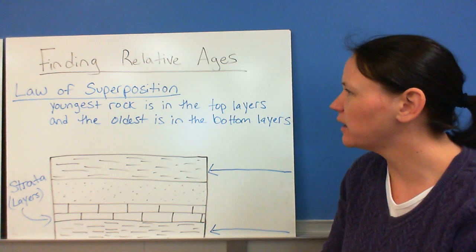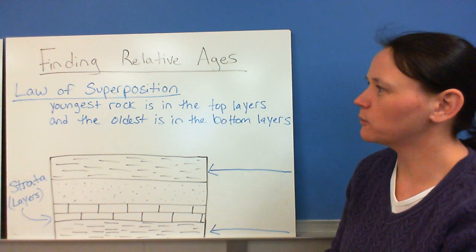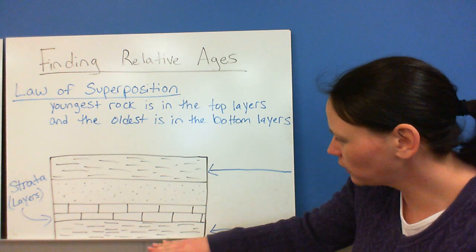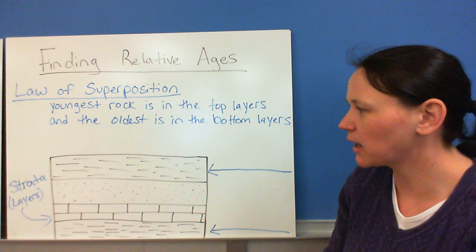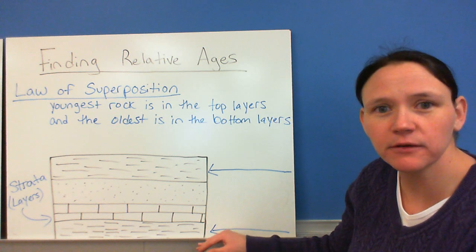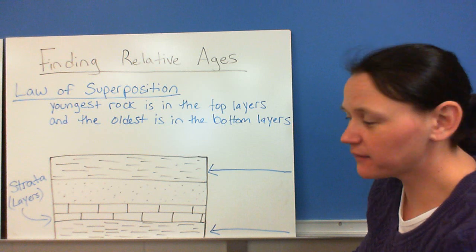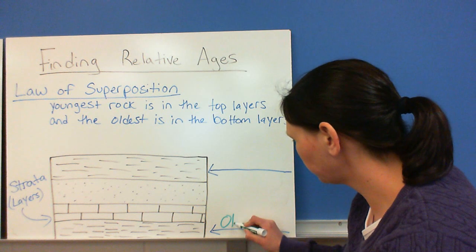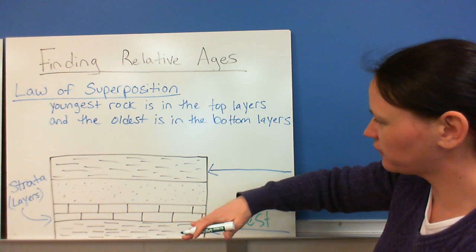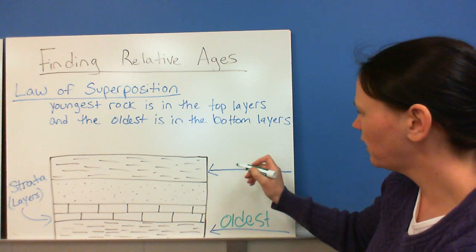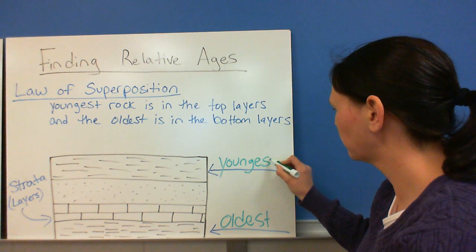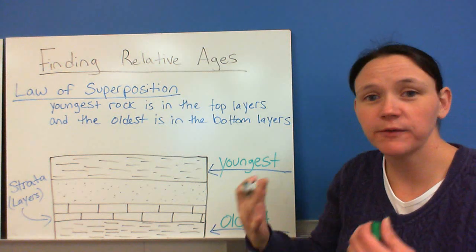And the first thing right here is the law of superposition, okay, which says that the youngest rock is in the top layers and the oldest is in the bottom. So if you look at these 4 different layers of rock, or sometimes we call them strata, okay, at the bottom, that's going to be your oldest rock because it was deposited first. So this is oldest. And then over time, you had more deposition and more deposition and more deposition, and this is your youngest. Okay, because that was what was deposited most recently.